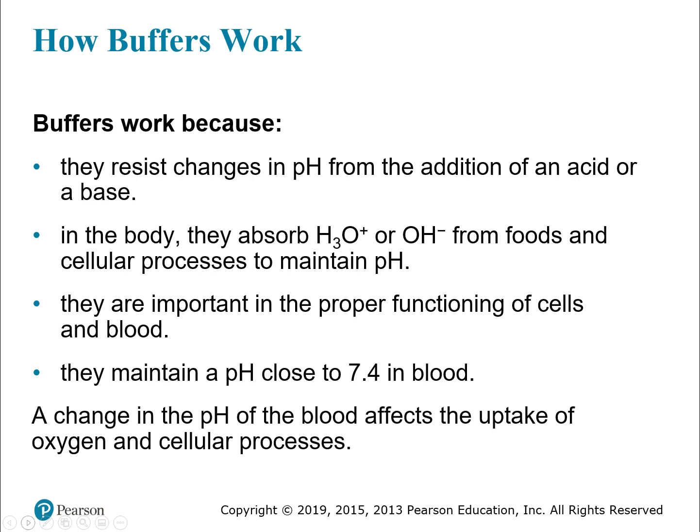Your blood has a pH close to about 7.4. There's a very tight range that the pH of your blood needs to be in. And we'll talk about the buffering system in your blood at the end of this section. So is everybody clear on what a buffer is and kind of what it does? Okay.